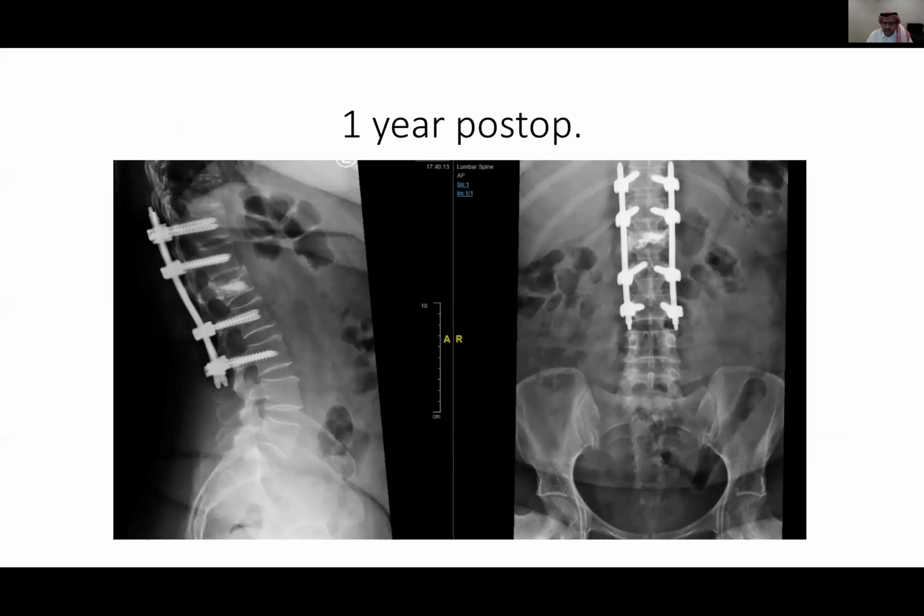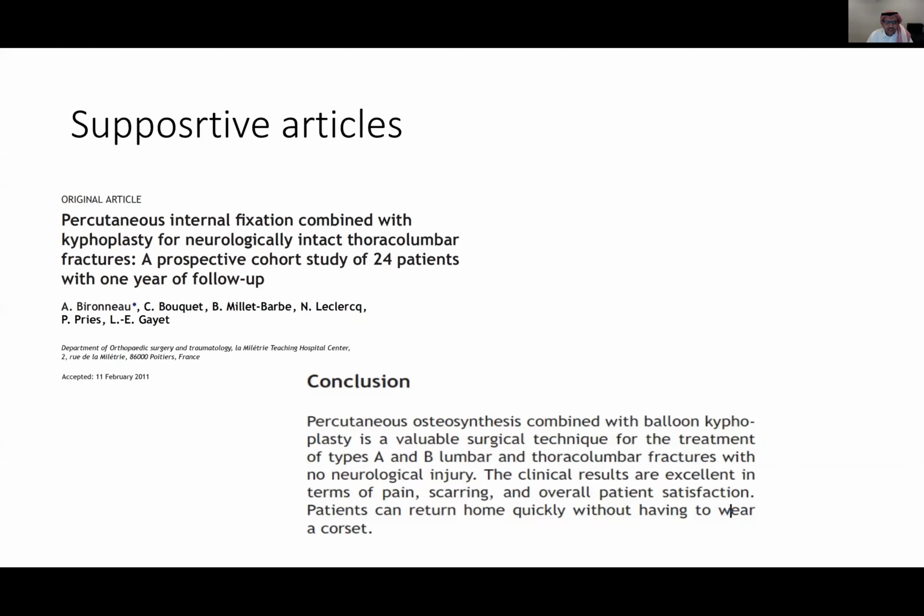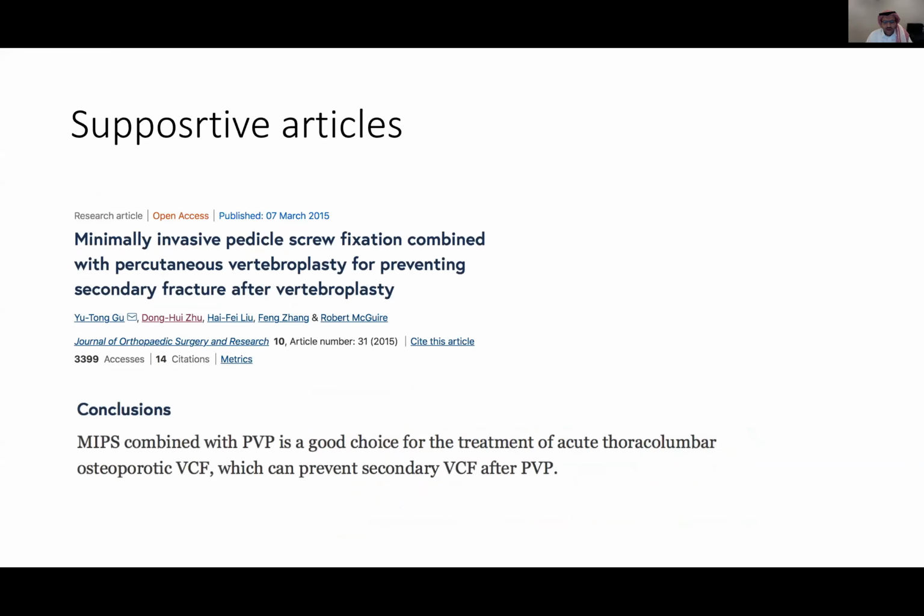So is this procedure supported? If you look at the literature, it's actually supported. There is one article that came out in February 2011 which showed 24 patients with fractures who had this combined method, and all of them had good outcomes at a follow-up of around 1 year. That's from France. And there is a paper also from China. They followed 62 patients for 2 years.